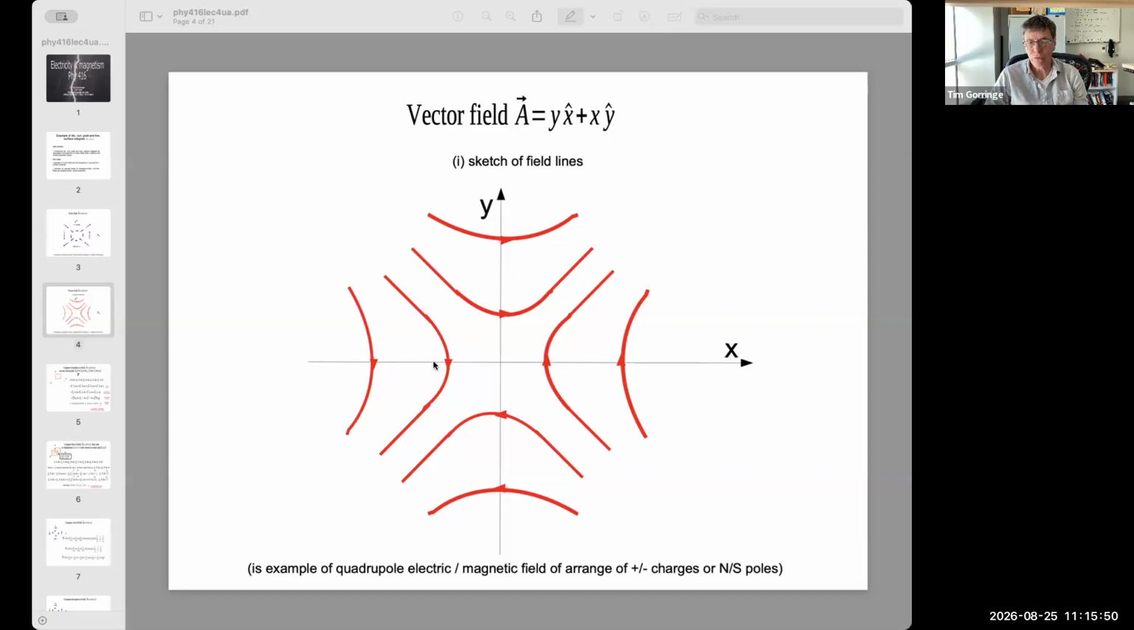The field also reverses its direction as you walk across the origin. So it's down as we walk across the origin along the x-axis, and then it becomes up. Or if we walk up along the y-axis, it's towards the left before we cross the x-axis, and then towards the right after we cross the x-axis. So this is what the field looks like, and you can make this field with a collection of charges.